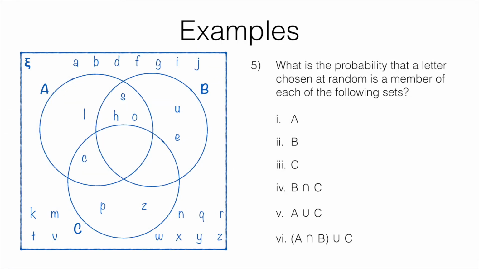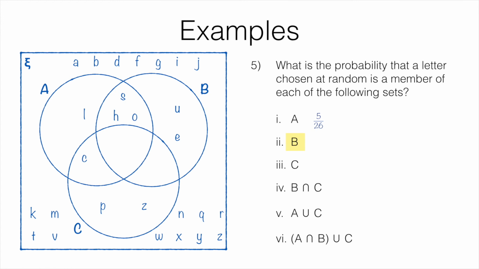Moving on to question 5, we are looking for the probability that a letter chosen at random from the universal set happens to be a member of each of the following sets here. Let's look at the first question. So we want to know, what is the probability that a letter chosen at random from here belongs to set A? Well, A is that set there. You can see it has 1, 2, 3, 4, 5 elements. So the probability is going to be 5 over 26, or 5/26.